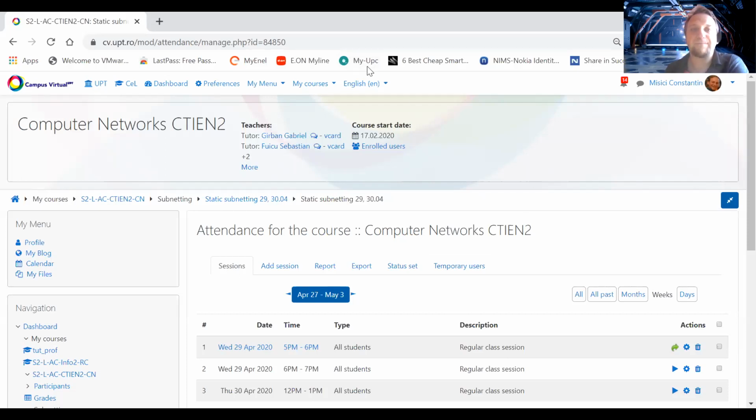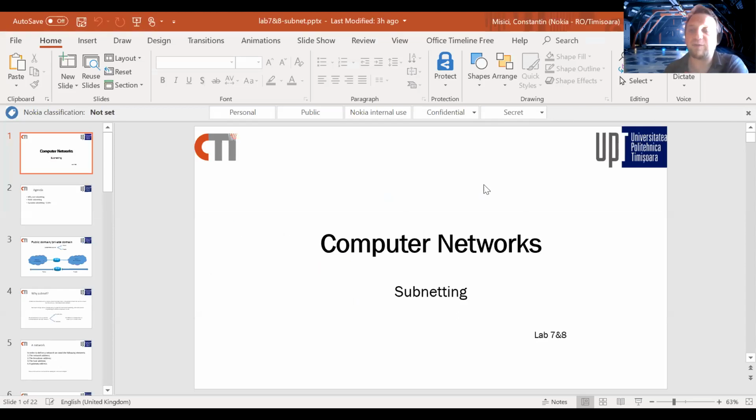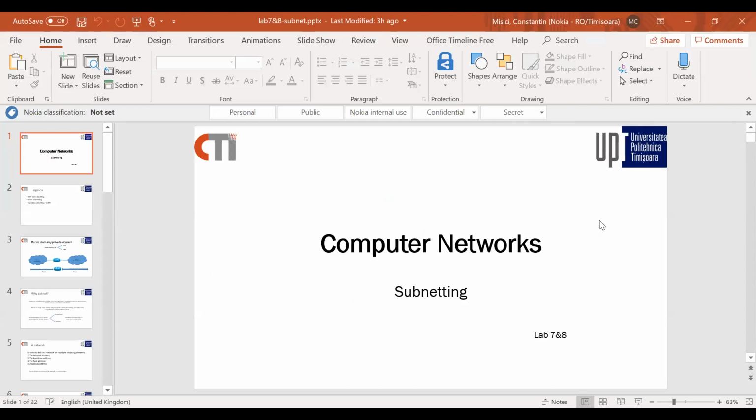Then, today we're going to discuss a wee bit about computer networks. We're going to discuss a little bit about subnetting. Now, subnetting is the part in which we take one great big network and slice it up into tiny little pieces that are more useful for everyday life.